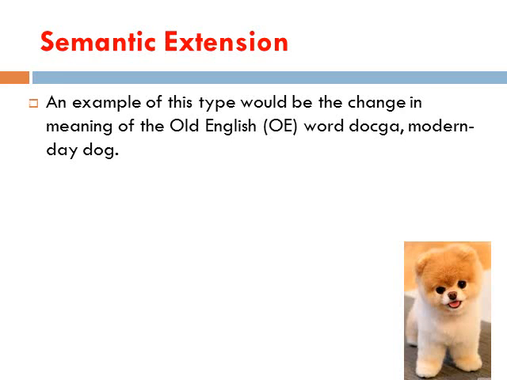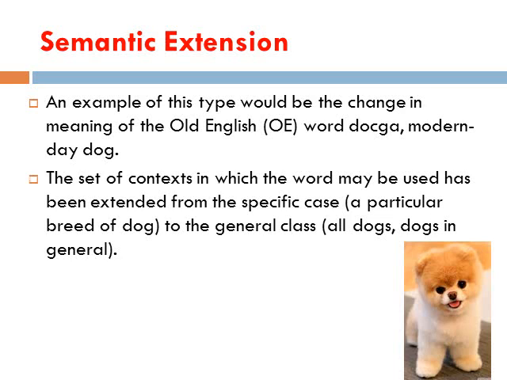So an example is the word doga in Old English, which is now dog in modern English. So the set of contexts in which the word may be used has been extended from the specific case in Old English, where the word was used to refer to a particular breed of dog, to the general class of dogs. Now, dog refers to all different types of dogs. So here the word doga has experienced semantic extension.